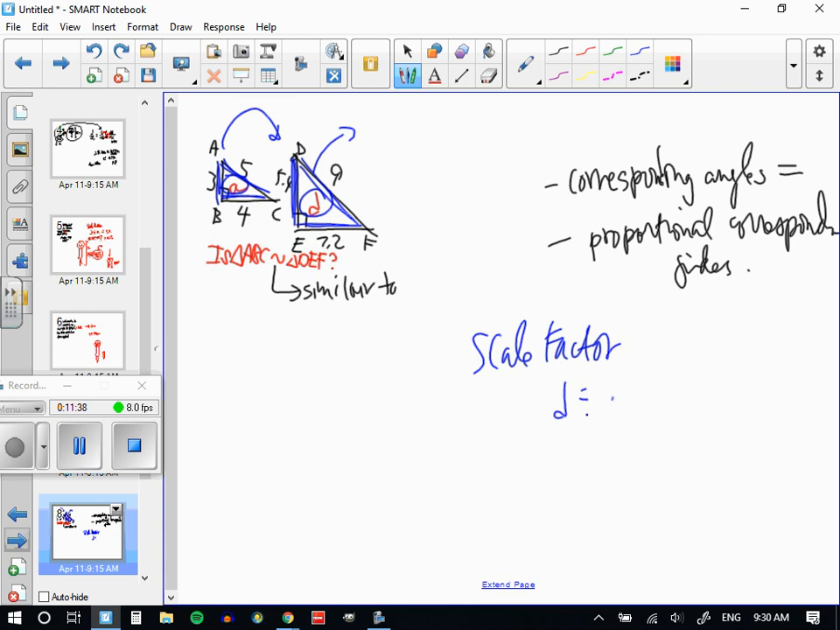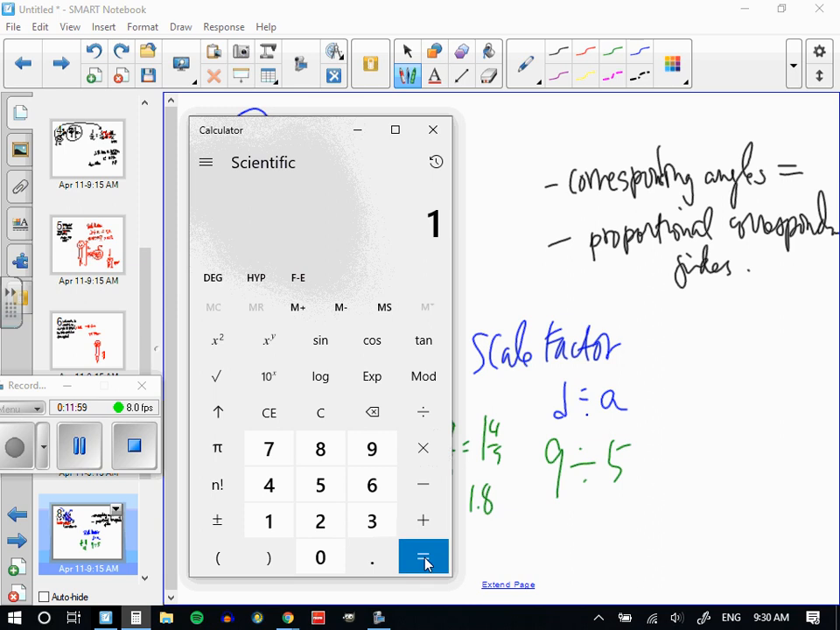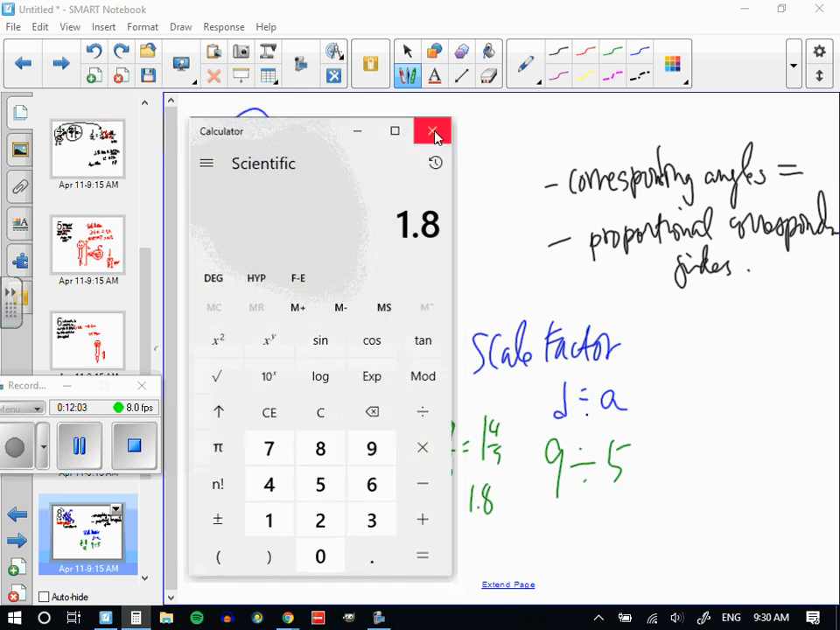So since scale factor is D divided by A, I'm going to take my D's hypotenuse of 9, and I'm going to divide it by my ABC hypotenuse of 5. And 9 divided by 5, actually I could probably do that without a calculator. 9 divided by 5 is 1 4/5, which is 1.8. But of course, if you take your calculator and go 9 divided by 5, it does the work for you. 9 divided by 5 equals 1.8.